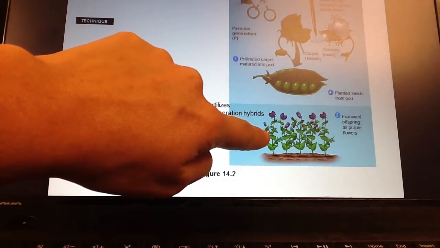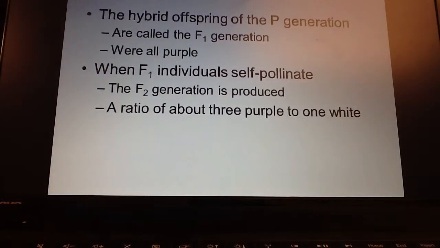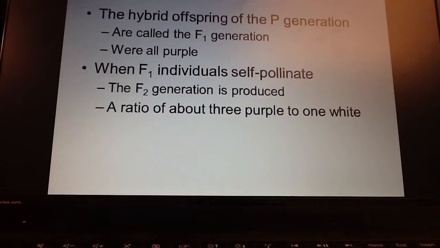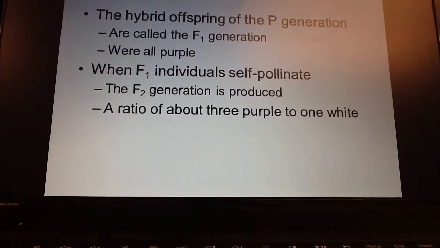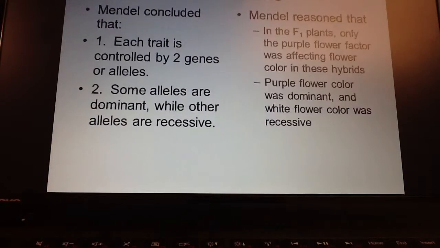Here's our F1 generation. Then what he did was he allowed the F1 generation to self-pollinate, to reproduce within themselves. And in doing that, he allowed those offspring to grow up, which we call the F2 generation. And when he did that, he got a ratio of 3 purple plants to 1 white plant.